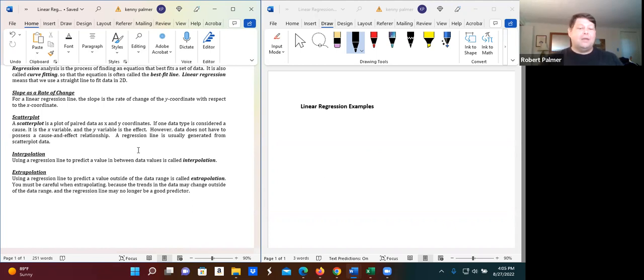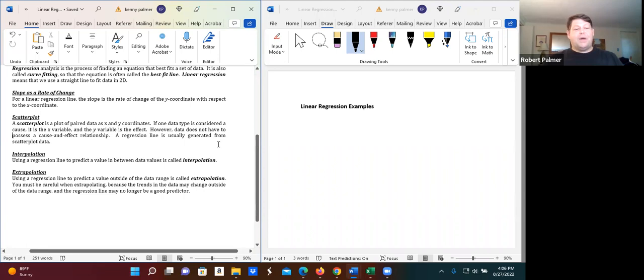This also says if one data type can be considered the cause, we think of that as being your x variable or your independent variable. And if one variable is the effect, we think of that as being your y variable or your dependent variable. However, data doesn't have to possess a cause-effect relationship. This could just be a relationship between 2 different variables where one may not cause the other, but maybe helps to predict the other. Then, as it says, a regression line is usually generated from the scatter plot data.